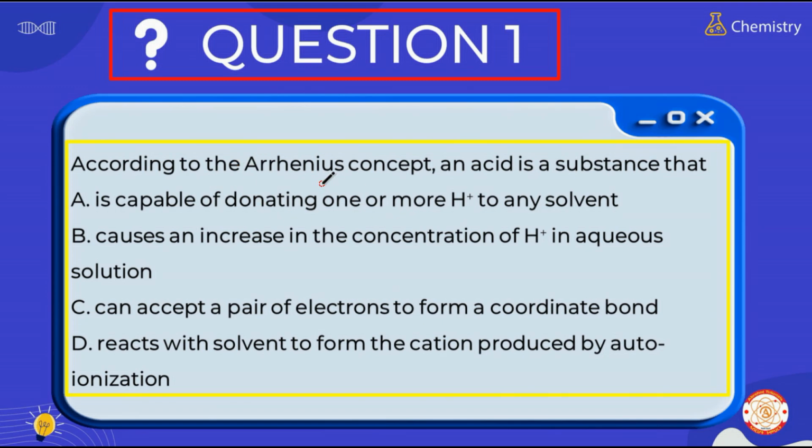Therefore, the correct answer for this question would be what? So an acid is a substance that causes an increase in the concentration of hydrogen ion in aqueous solution. So that is the correct answer. Okay, just remember that an Arrhenius acid is a substance that increases the concentration of hydrogen ion or hydronium ion when dissolved in water. So aqueous means what? Dissolved in water. Okay, therefore the answer for this question is B.